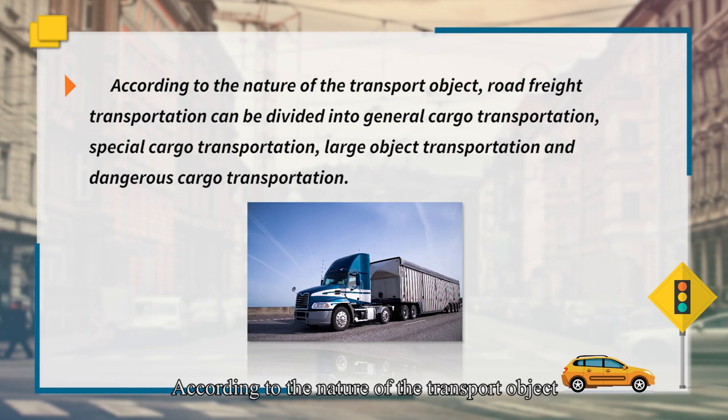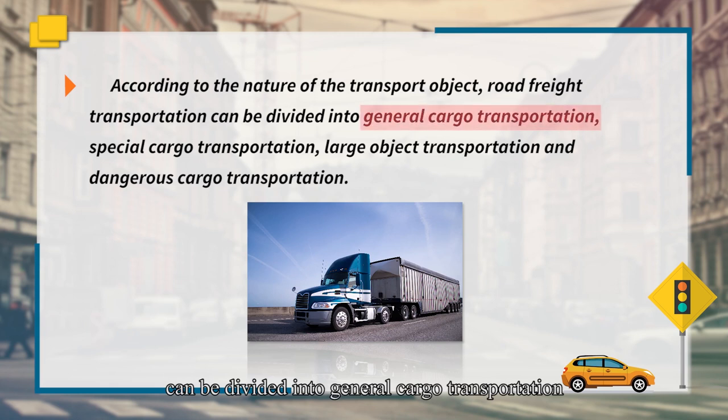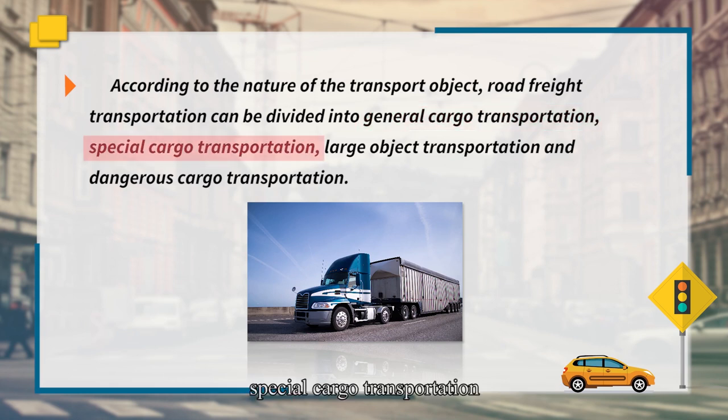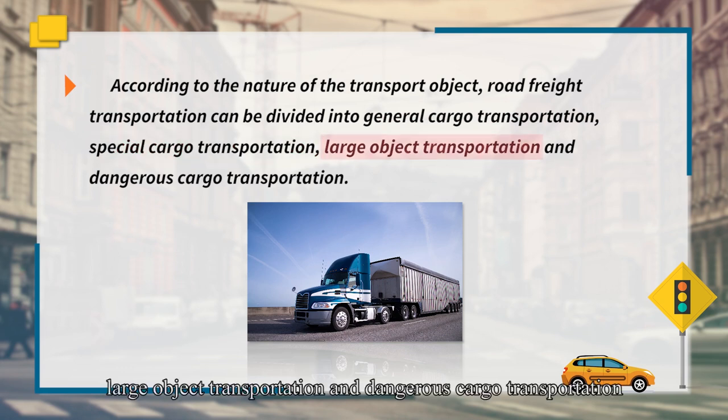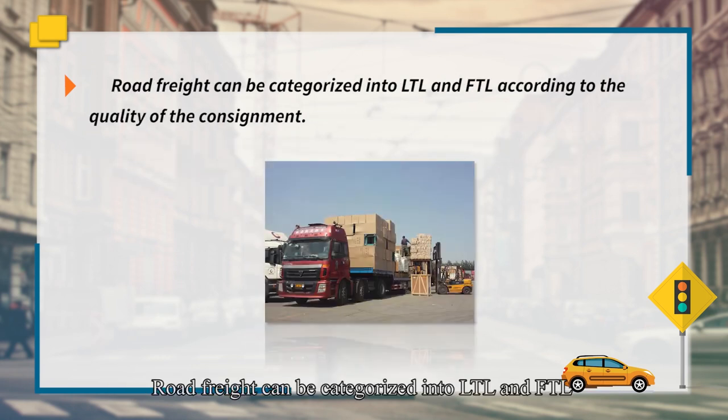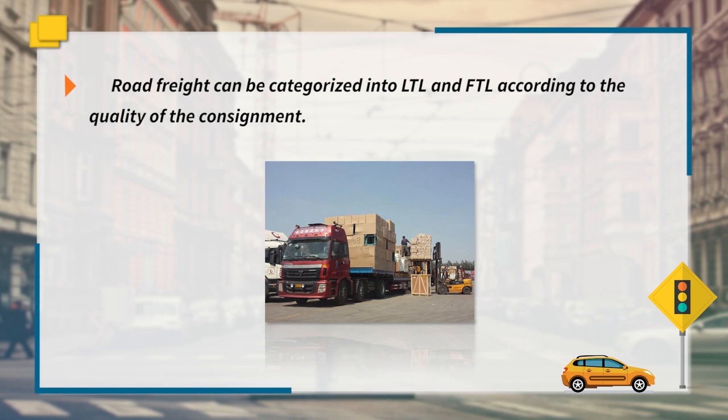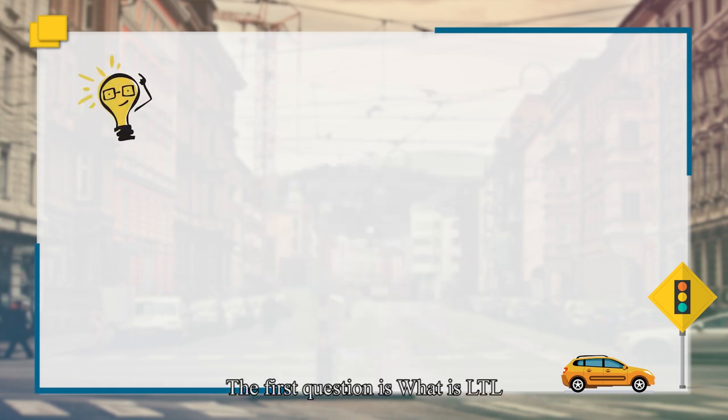According to the nature of the transport object, road freight transportation can be divided into general cargo transportation, special cargo transportation, large object transportation, and dangerous cargo transportation. Road freight can be categorized into LTL and FTL, according to the quantity of the consignments. The first question is, what is LTL?